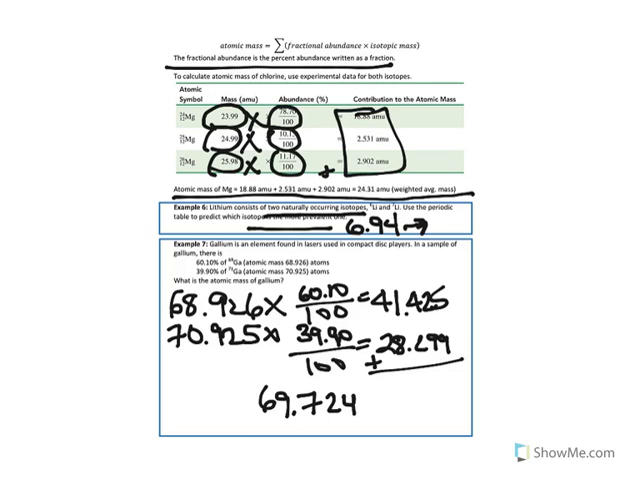Now, is this number closer to 69 or 71? Well, I would say this is closer to 69, which makes sense since 60% of this element is gallium-69. Only 40% of it is gallium-71.